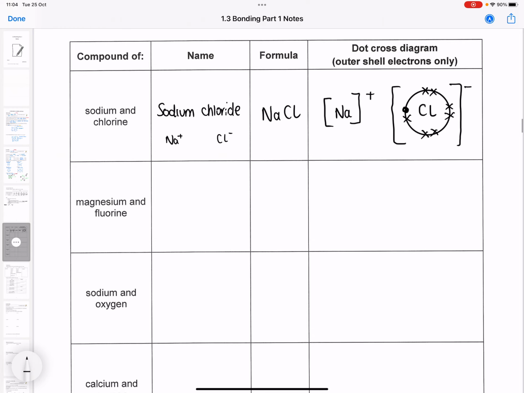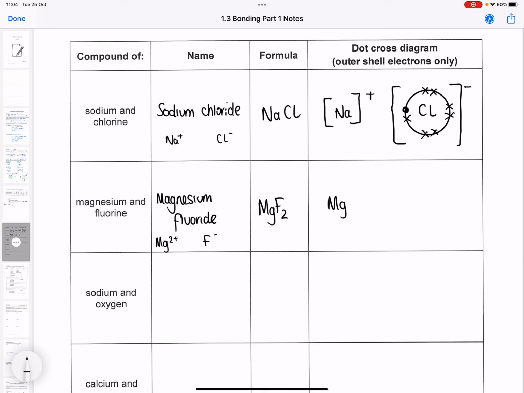Magnesium and fluorine is going to make magnesium fluoride. Now, if we remember that magnesium is in group 2, so it's a 2+, but fluorine is in group 7, so it's a 1-, then we know the formula must be MgF2. So why is that?